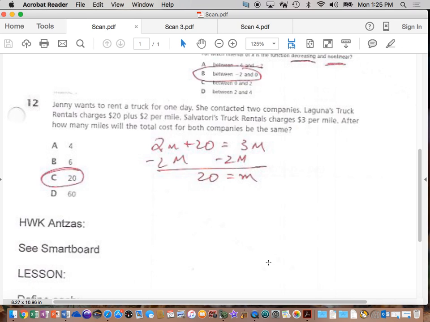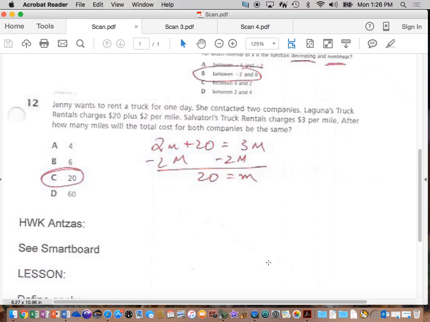She contacts two companies. Laguna's Truck Rentals charges $20 plus $2 per mile. Salvatore's charges $3 per mile. How many miles until they're the same? Well, you could do this a few different ways. You could plug in every choice and see which one works out to be the same, or you could solve an equation. The 2m plus 20, for 2 times every mile plus 20, has got to equal 3m, for 3 times every mile.